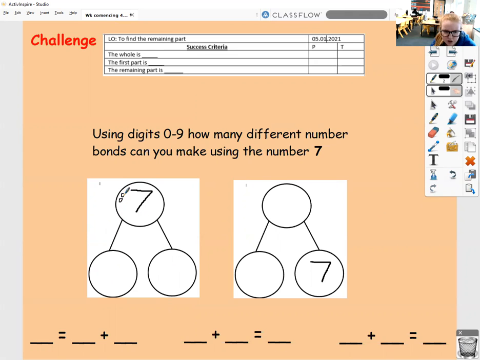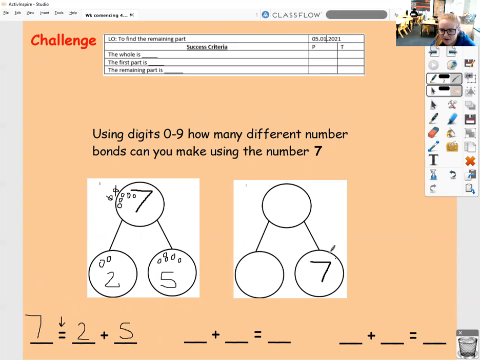1, 2, 3, 4, 5, 6, 7. I'm going to move 1, 2 into this part, 2, and my remaining part is 1, 2, 3, 4, 5. My remaining part is 5. So my whole is 7. Where does my whole go? My equal symbol is there. There are parts here, so this is my whole. 7 equals, my first part is 2, and my remaining part is 5. 7 equals 2 plus 5.